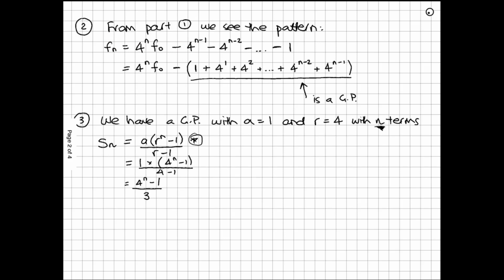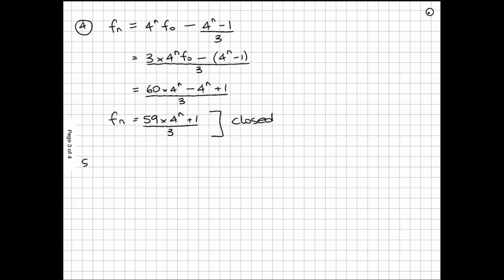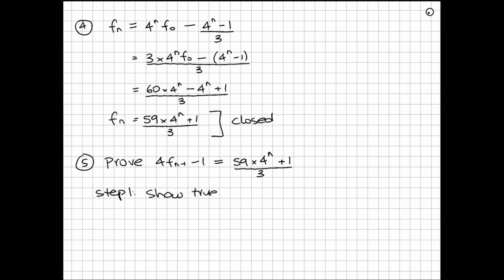So in effect, for part 5, we want to prove that the recursive version, 4f(n-1) minus 1, is equal to 59 times 4 to the n plus 1, all over 3. We want to show that that's going to be true for all the values of n. So we're going to use induction. Step 1 of induction is to show that it is true for n equals 1.